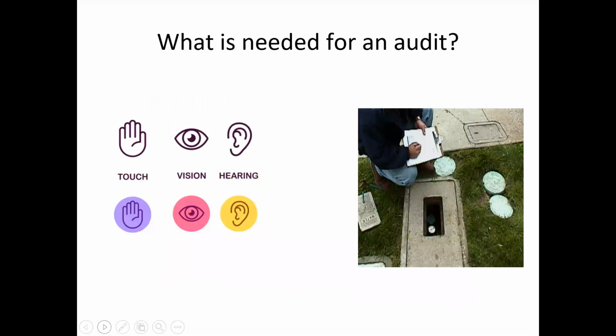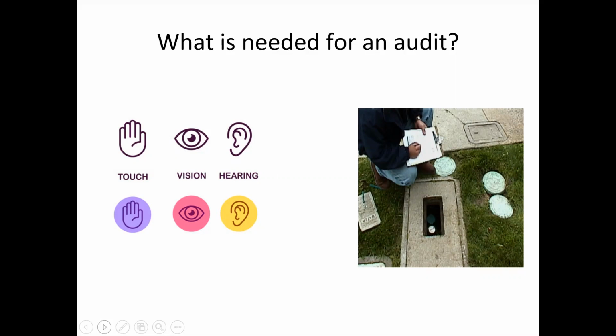Great. So far we've talked about an overview of different types of irrigation equipment, and we've talked about what we should be doing to prepare for spring and also fall with our irrigation system. And now we're going to talk about what do you actually need for auditing your irrigation system. The good news is you already have it.